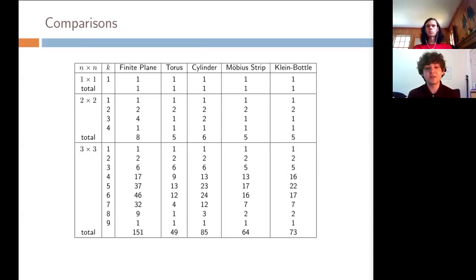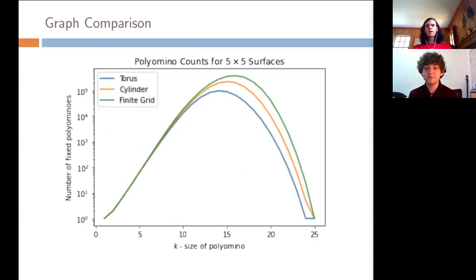To better demonstrate this, let's take a look at a comparative graph with higher values. Here's a graph showing the counts on surfaces that are 5x5. Although the pattern shown in this graph appears in all size surfaces that we checked. Specifically, the torus has the least count, followed by the cylinder, and then the finite grid. Furthermore, the counts on the torus appear to reach a maximum before the cylinder, which in turn reaches its maximum before the finite grid.